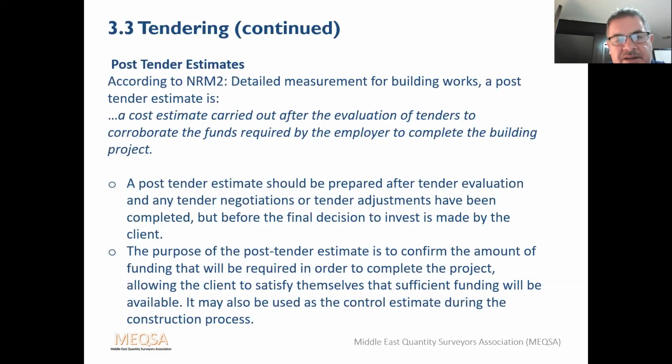According to the RICS NRM2, detailed measurement for building works, as well as a pre-tender estimate, you can get a post-tender estimate. Not as common, but it happens. It is a cost estimate carried out after the valuation of tenders to corroborate the funds required by the employer to complete the building project. The post-tender estimate should be prepared after the tender evaluation and any tender negotiations or tender adjustments have been completed, but before the final decision to invest is made by the client.